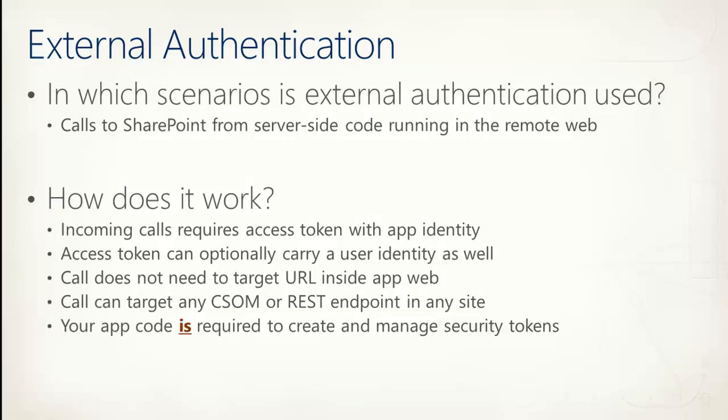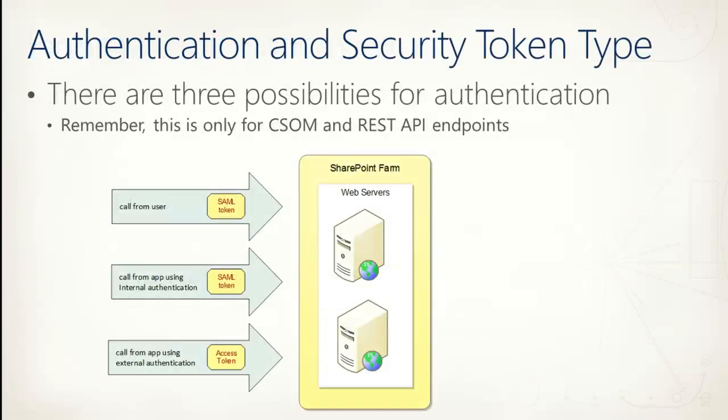Okay, your code is required to create managed security tokens. So unlike internal authentication, this requires explicit programming. Okay, now, there's three cases. Plain old user authentication, an app that gets authenticated using internal authentication, and an app that gets authenticated using external. The first two cases have SAML tokens. The last case, there's no SAML token, so there's no authenticated user that created a SAML token, but we have an access token that gives us the app identity. And then it might also have the user identity inside.